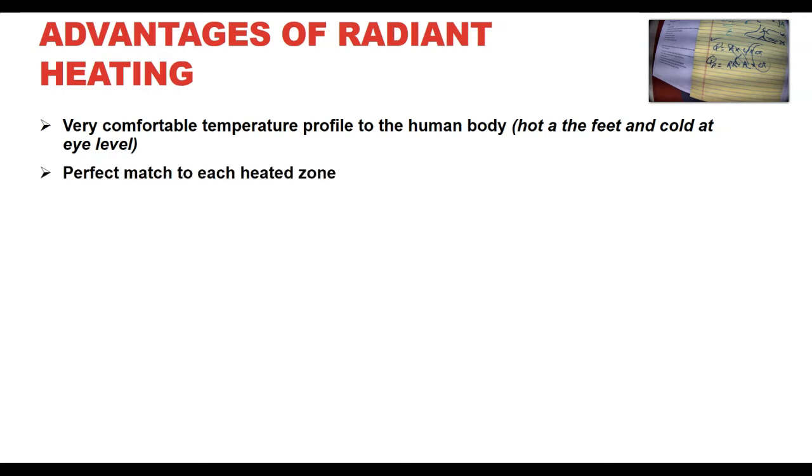It has the perfect match for each heated zone. With radiant floor heating, we'll have a panel with all the hot water available, and each room will have its own zone and its own hot water coming from the manifold and supplying that room with heat. So you can change the heat requirement for each room based on that zone.